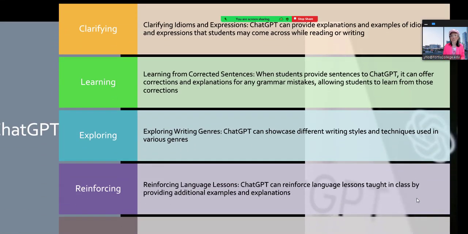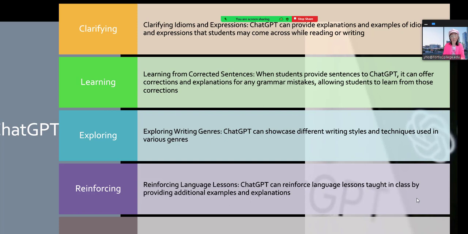Clarifying. So ChatGPT can provide explanations of idioms. ChatGPT can provide corrected sentences. ChatGPT can also showcase different writing styles and techniques used in various genres. For instance, you can ask ChatGPT, write a science fiction story similar to Star Trek, and then it will write you a science fiction story similar to Star Trek.